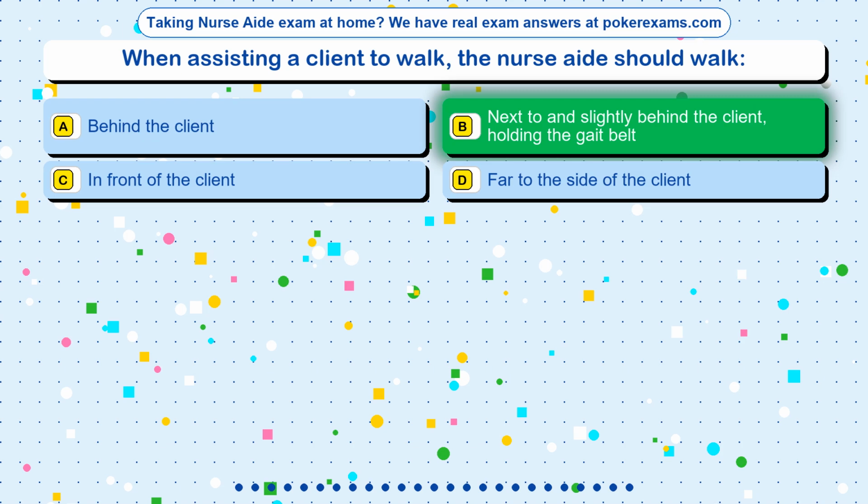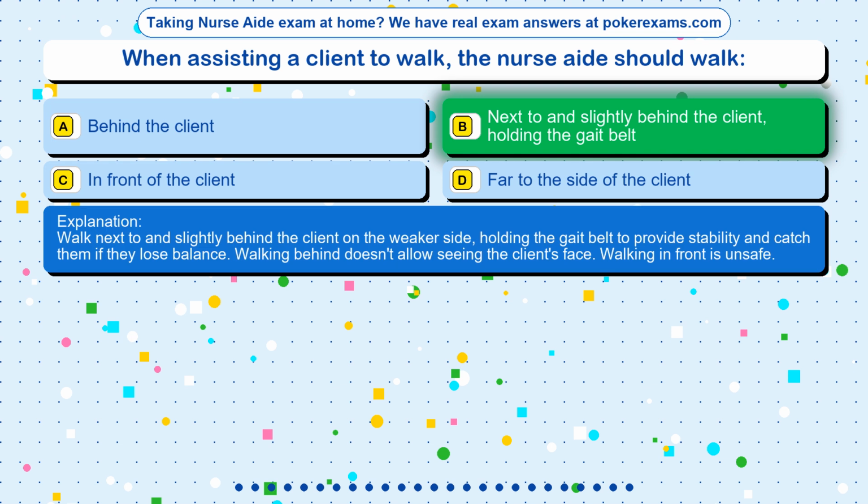The correct answer is option B. Next to and slightly behind the client, holding the gait belt. Walk next to and slightly behind the client on the weaker side, holding the gait belt to provide stability and catch them if they lose balance. Walking behind doesn't allow seeing the client's face. Walking in front is unsafe.